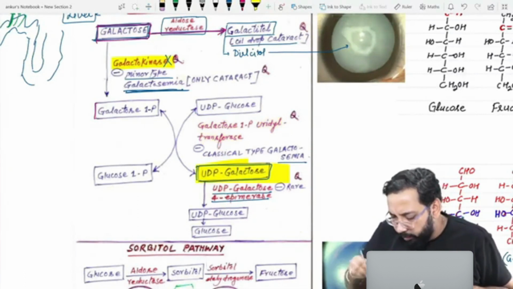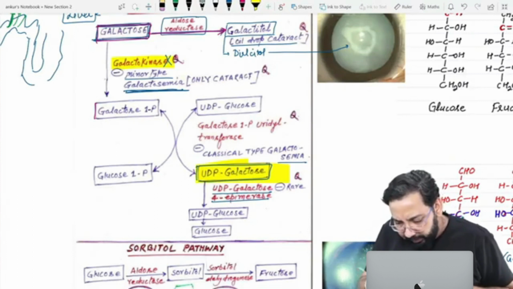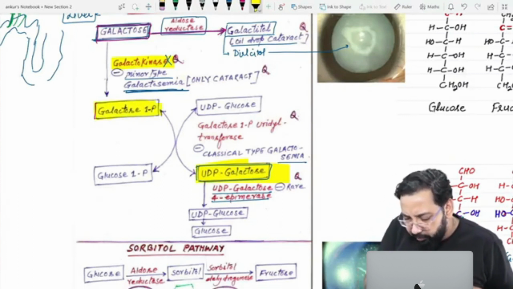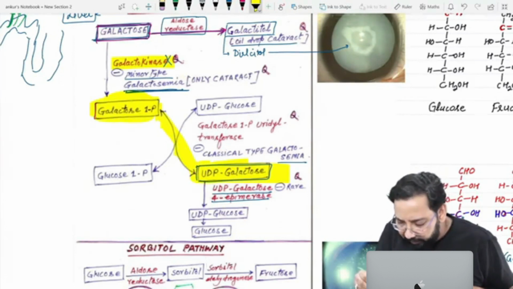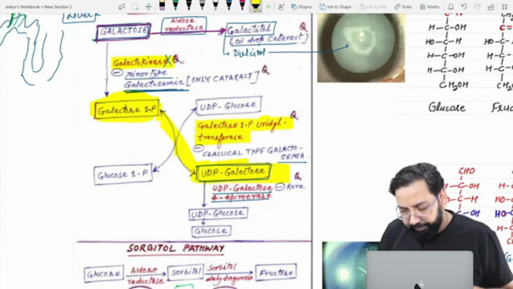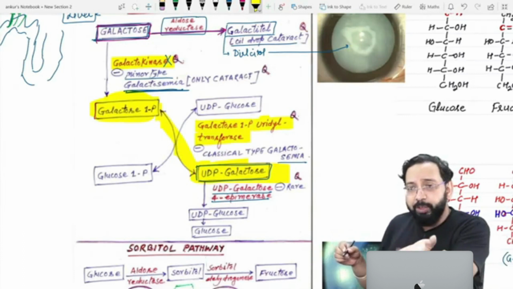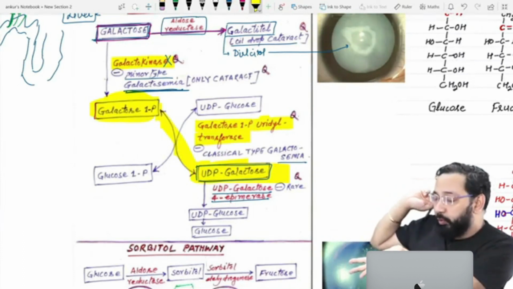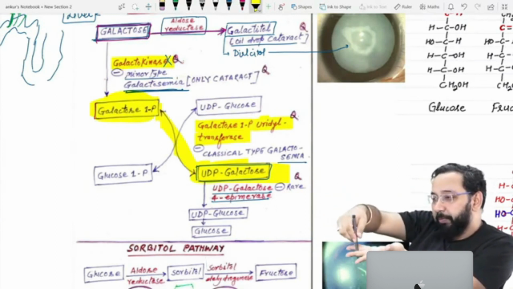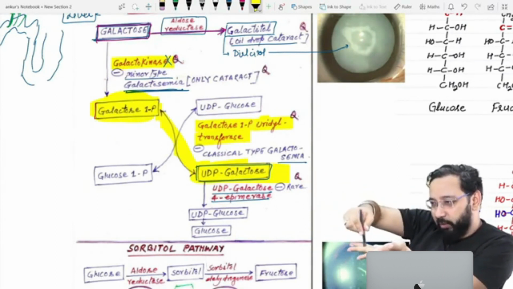If I don't remember the exact name of the enzyme, I can say: we attach the galactose of galactose 1-phosphate to UDP to form UDP galactose. That means we transfer galactose of galactose 1-phosphate to UDP. That's why we can say galactose 1-phosphate uridyl transferase. This is UDP, my hand is UDP. I told you whenever a carbohydrate wants to do new work, it attaches itself to UDP. Now this galactose will attach to UDP.